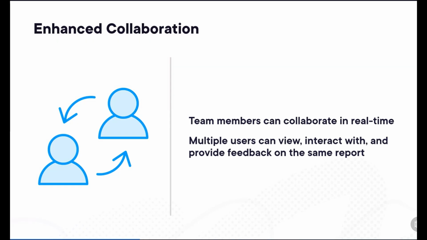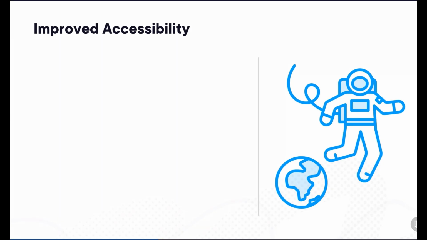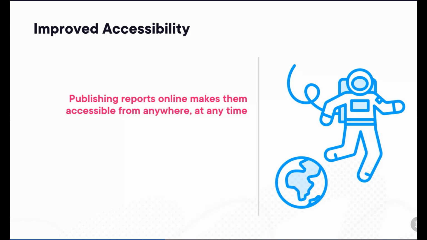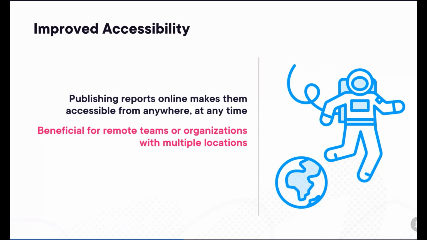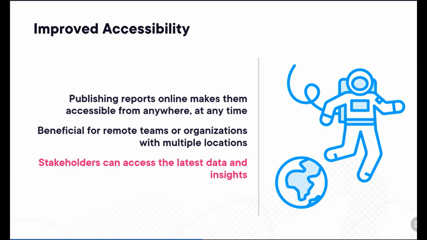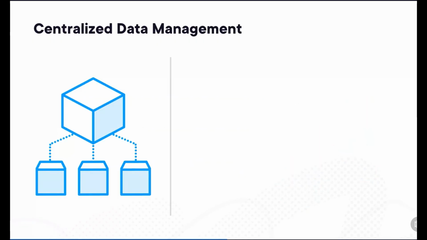This collaborative approach ensures that insights are shared across teams, leading to more informed and cohesive decision-making. Improved accessibility. Publishing reports online makes them accessible from anywhere at any time as long as there is an internet connection. This is particularly beneficial for remote teams or organizations with multiple locations. Stakeholders can access the latest data and insights on their computers, tablets, or smartphones, ensuring they are always informed and able to act fast.